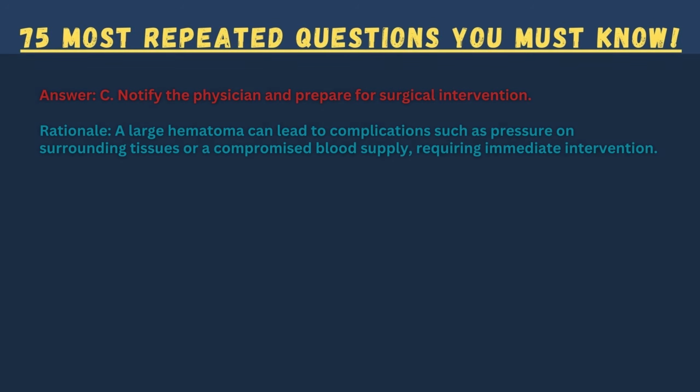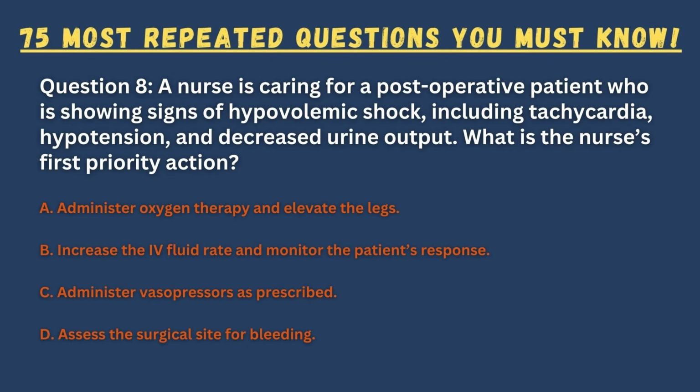Question 8. A nurse is caring for a post-operative patient who is showing signs of hypovolemic shock, including tachycardia, hypotension, and decreased urine output. What is the nurse's first priority action? A. Administer oxygen therapy and elevate the legs. B.